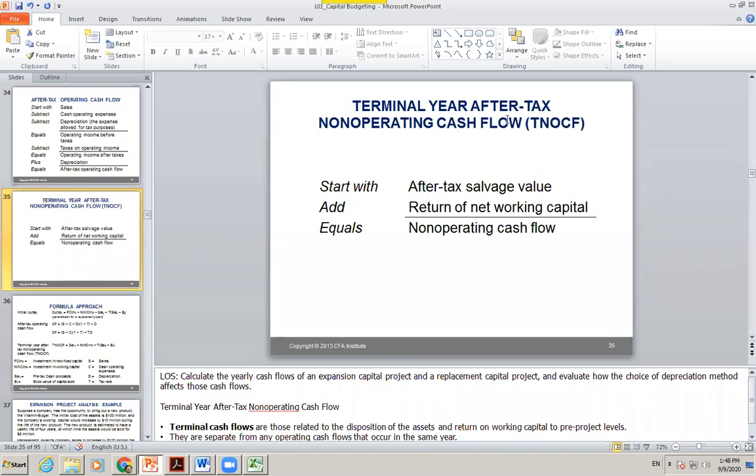So terminal year after-tax non-operating cash flow, abbreviated as TNOCF, starts with after-tax salvage value. Okay, you sell it for something, let's say for 50,000, and you're taxing it. Because you sold it, you gain something on that. You have to pay tax, so you pay the tax on it, you deduct it. And you're adding back the net change in net working capital that was previously included in investment cost.